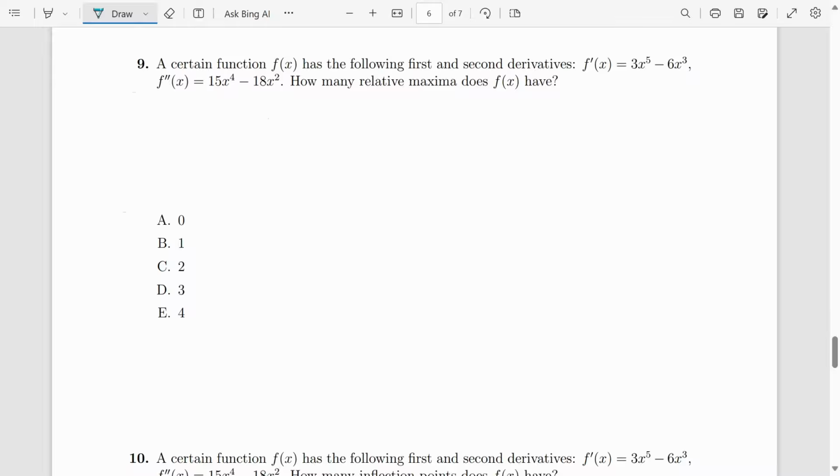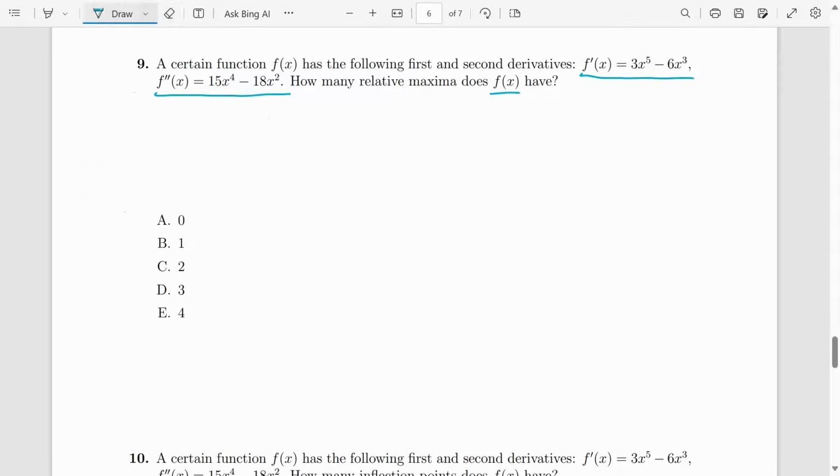Question 9, a certain function f of x has the following first and second derivatives. We've got f prime of x here and f double prime of x there. How many relative maxima does the original f of x have? Okay, so relative maxima, those are just the points where the graph has a little hump or a hill. So if we do an example function here, its relative maxima are going to be at these 2 points right here, where it has a little peak. So those are relative maxima.